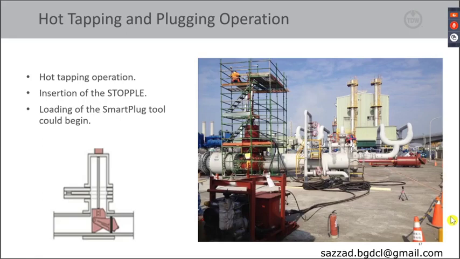So once the fitting had been welded and tested, the hot tap operation could take place under full pipeline pressure. As you saw on one of the previous slides, the hot tap machine drills a hole in the pipeline through the fitting using a special cutter or hole saw. Next, the stopple system is inserted through the fitting to isolate the pipeline, as shown in the figure to the right, so that the major barrel of the receiver could be made gas-free.